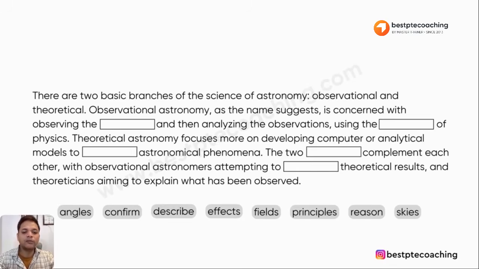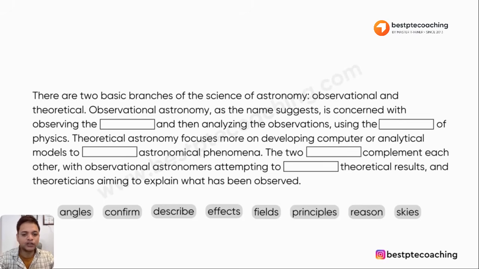The two blank complement each other. After 2, 3, 4, 5, whatever it is, if it is not 1, there is a blank, that's going to be plural. The two blank complement each other. We need what? 2 angles, 2 fields. These are 2 fields, right? 2 branches, 2 fields. 2 fields is the correct answer.